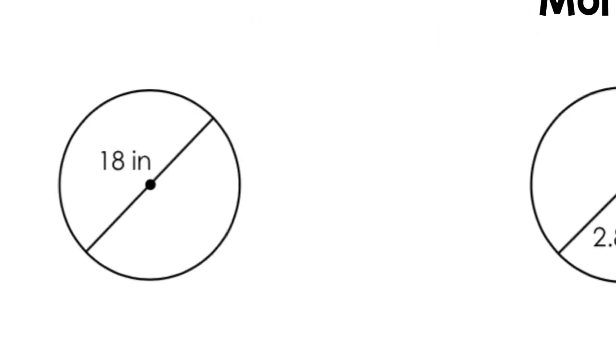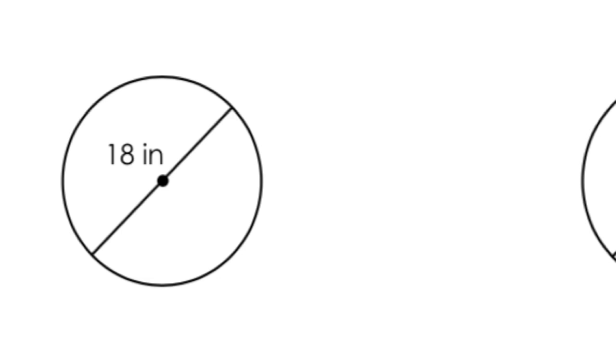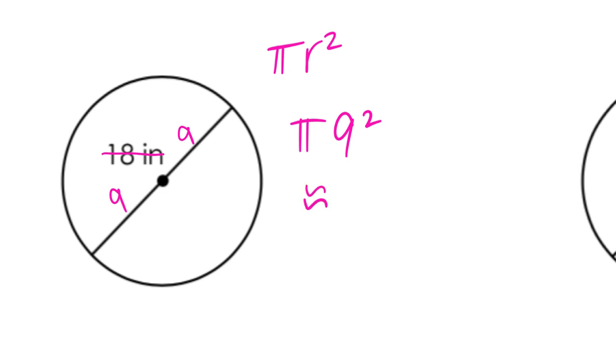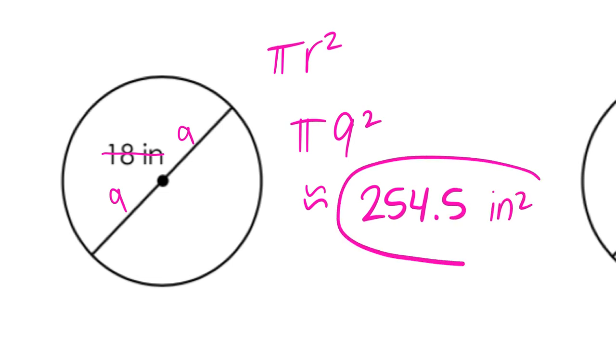So down here, this is a diameter this time, and remember the formula is pi r squared, so we don't want to use 18. The radius here would be 9, so you're going to do pi 9 squared. And then you can just type that in your calculator. It should be about 254.5 square inches. So that would be a rounded answer. Again, if you wanted an exact answer, it would be 81 pi. You would just do the 9 squared.